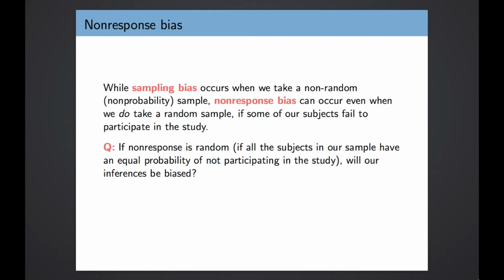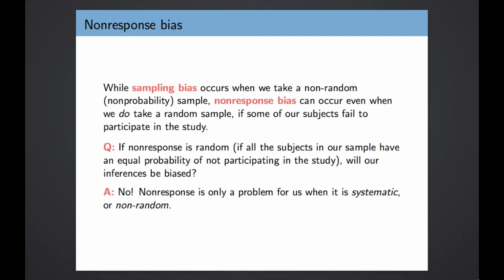The answer to that question is no. Non-response is only a problem for us when it is systematic, when there is some unifying characteristic of the non-responders that is going to bias our results because we're not capturing the particular relevant attitudes of that group of non-responders. If non-response is random, then there isn't any particular unifying characteristic of the people who aren't responding to the survey, and so we aren't going to end up with a biased result.